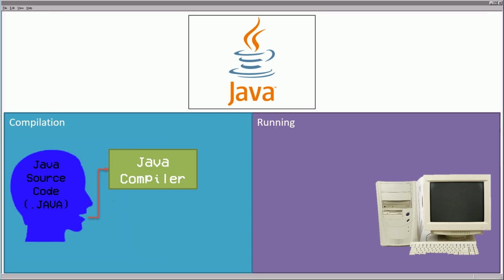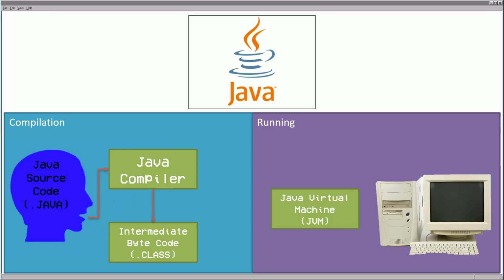Now, the Java compiler does not create an executable. What it instead creates is what's called intermediate bytecode, or bytecode for short. And these are denoted by the extension .class. Once we compile the code, we can start running the software. But in order to run it, we have to utilize another piece of software called the Java Virtual Machine, the JVM. The way that you run Java software is you take that intermediate bytecode, load it on top of the Java Virtual Machine, and then that is what runs the code.